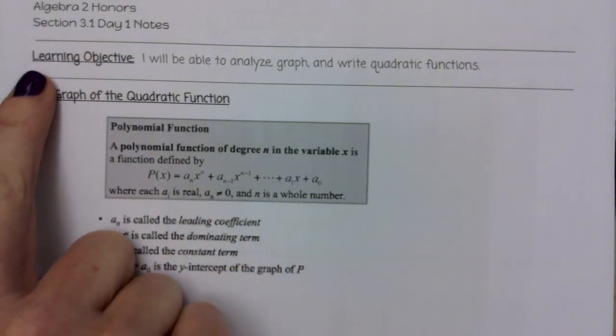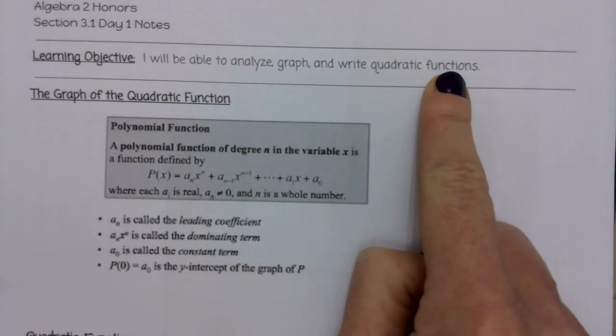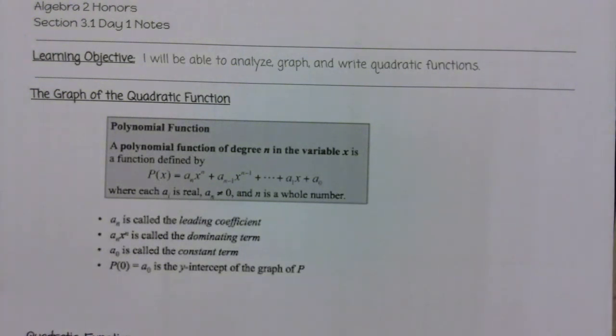So we are going to have to go over the first part of section 3.1 in your book. Our learning objective today is: I will be able to analyze, graph, and write quadratic functions. Quadratic functions are something that you've been working on since Algebra 1.